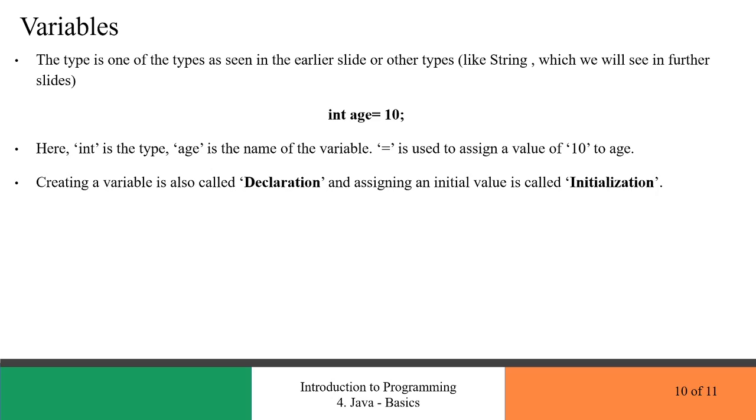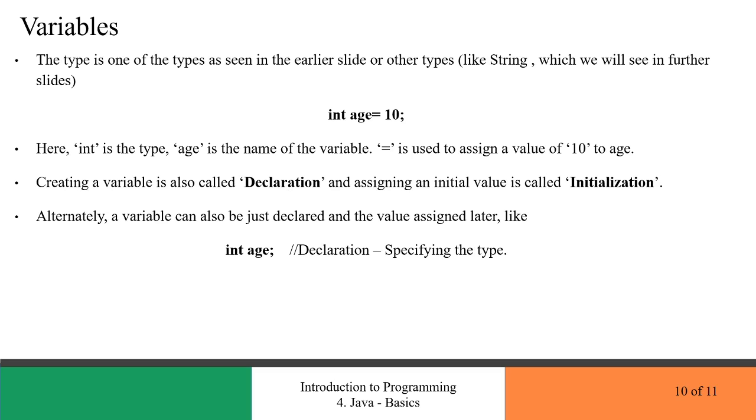The process of creating a variable is called declaration and assigning an initial value to it is called initialization. As a part of this line, int age is equal to 10, we have done both the declaration as well as the initialization, which is both creating the variable and giving a value to it. Both of this is done in a single statement. However, it is possible to have both of these as separate statements as well.